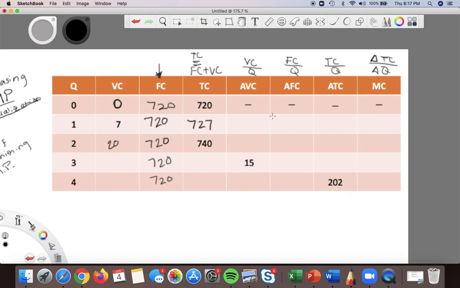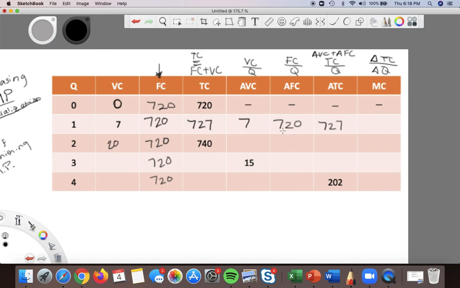So average variable cost is just variable cost divided by Q. So here it's going to be 7 divided by 1, or 7. Average fixed cost is my fixed cost divided by Q. 720 divided by 1 is going to be 720. Average total cost, you can get this a couple different ways. You can do your total cost divided by Q. Alternatively, you can add together your average variable cost and your average fixed cost if you have them. So you can add these together and get 727, or you can take your total cost of 727 and divide it by Q. 727 over 1, still 727. So go ahead and check the equation both ways. Make sure you get the same number.